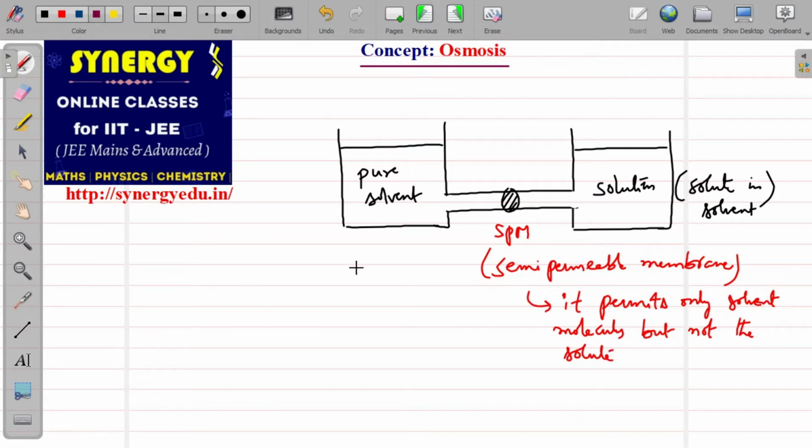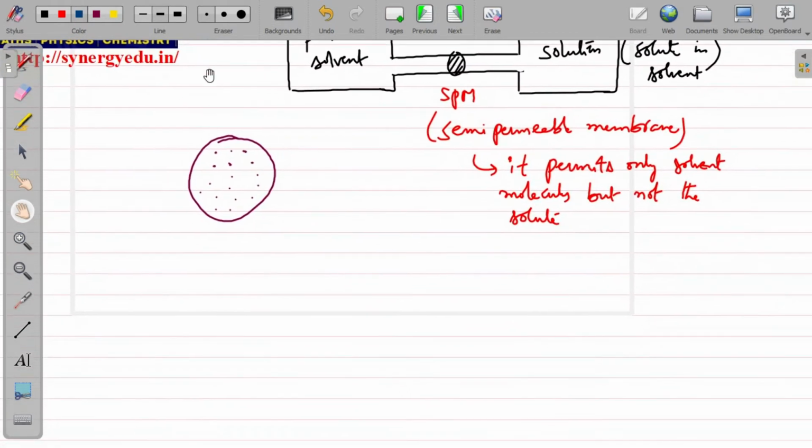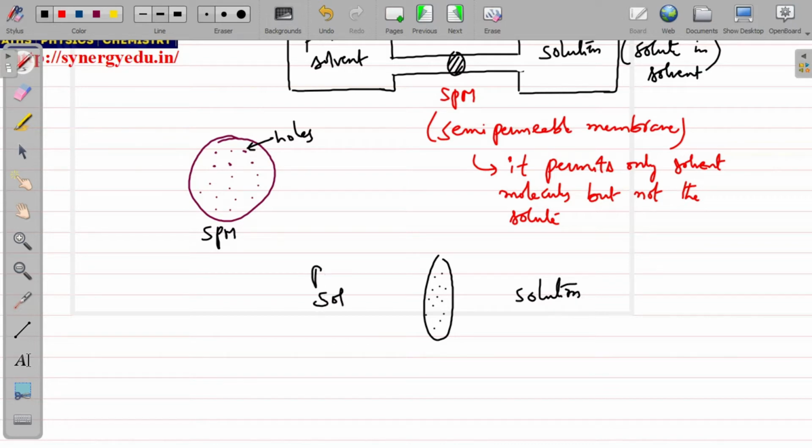So what does this SPM, semi-permeable membrane, contain? Suppose this is the semi-permeable membrane. Now there are small holes present in it. The size of these pores or holes is designed in such a way that it allows only the solvent molecules but not the solute molecules. So suppose I take the SPM, it contains many holes. Now on the right side there is a solution, and on the left side there is a pure solvent.